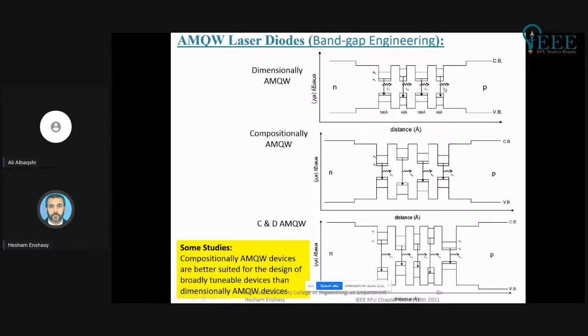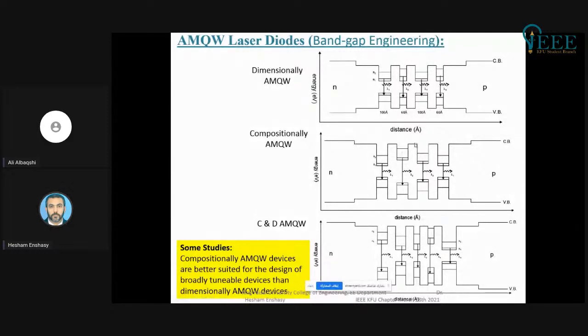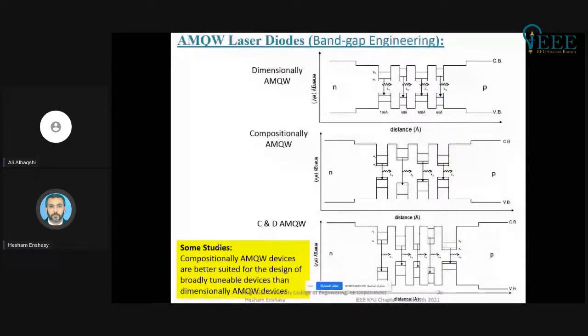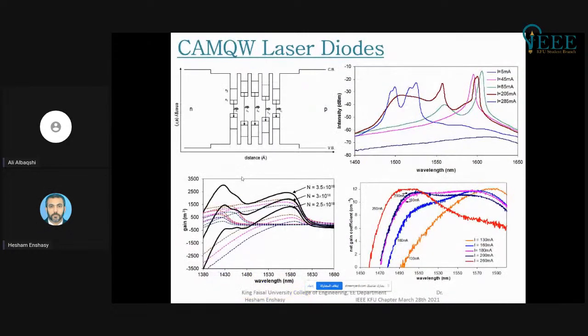So here are some of the structures that we used at McMaster University. These are multiple quantum well laser structures, and each one of these has its own advantages, and it can give a different gain profile. There are different studies about which structure is better than the other. For example, people say dimensional quantum wells are better than compositional quantum wells, or combining both is better. However, there is no solid evidence showing that one is better than the other; there are just different opinions.